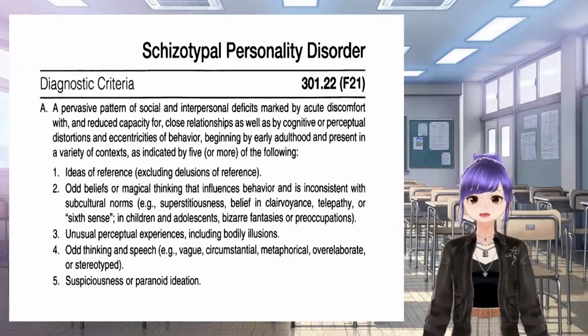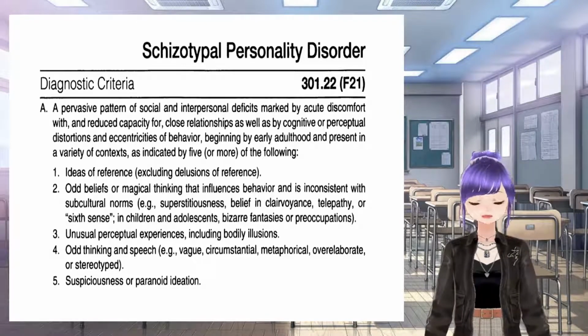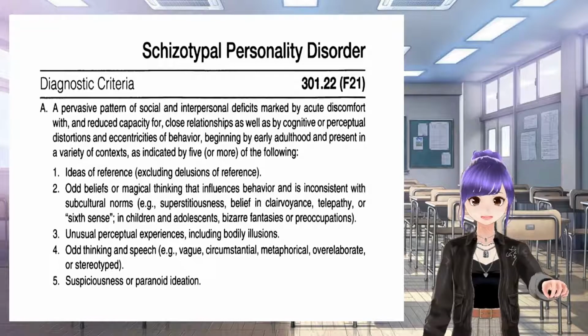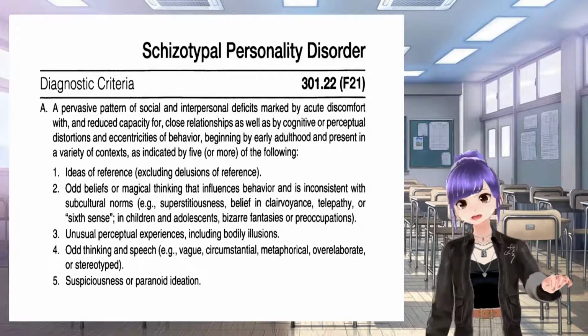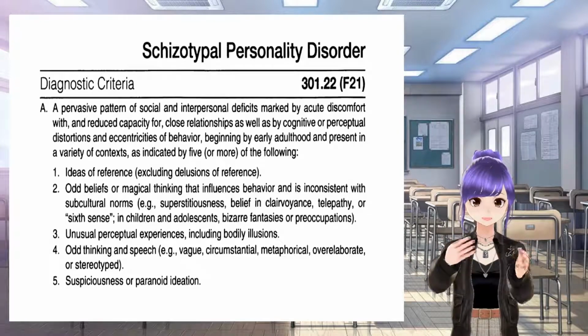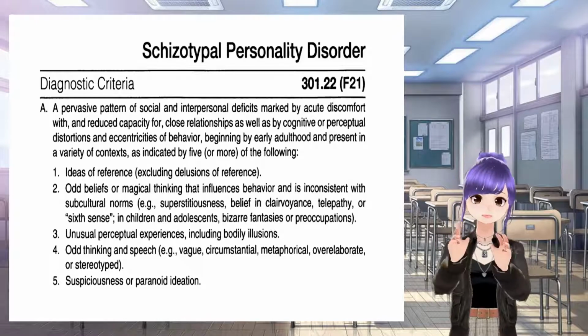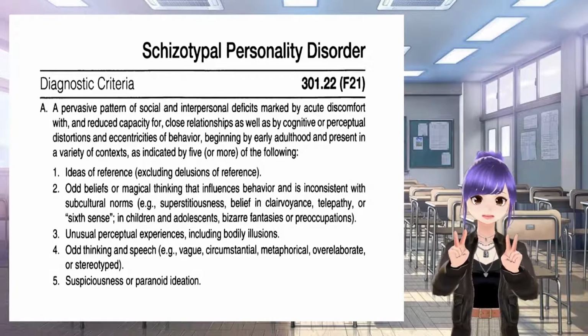For letter A: a pervasive pattern of social and interpersonal deficits marked by acute discomfort with and reduced capacity for close relationships, as well as cognitive or perceptual distortions and eccentricities of behavior, beginning by early adulthood and present in a variety of contexts, in 5 or more of the following. Okay? Number 1, ideas of reference, excluding delusions of reference. So, you really need to take into consideration that the person doesn't have delusions of reference but often has ideas of reference.